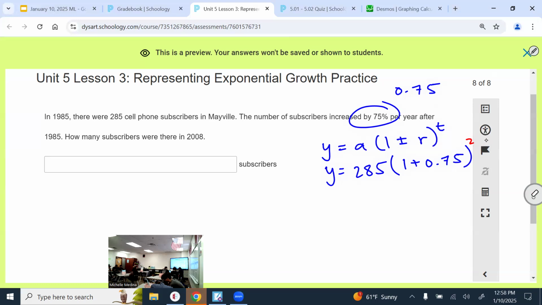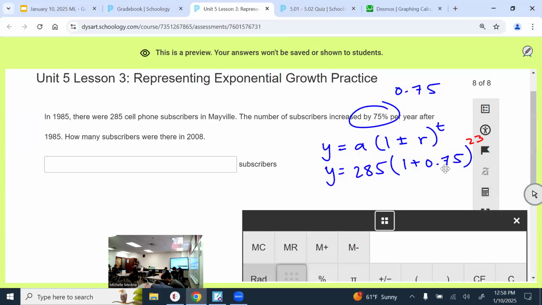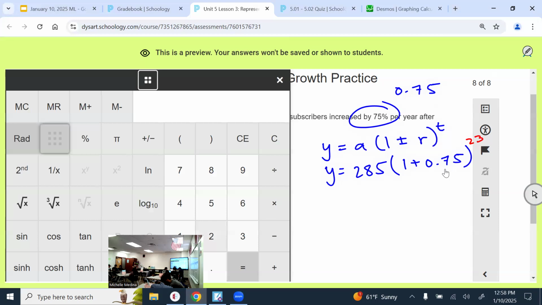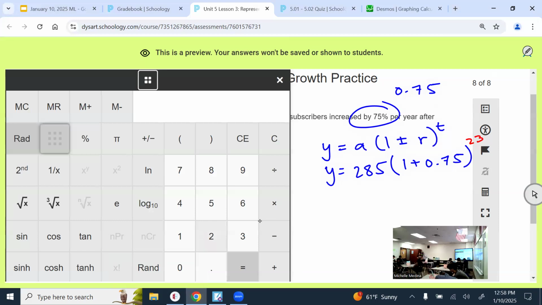Okay, now it looks better. Whatever calculator you use, I prefer it be one that you can type everything in at once. And we're going to the 23rd. All right, that's how you would type it in using this calculator. And that's what it equals.